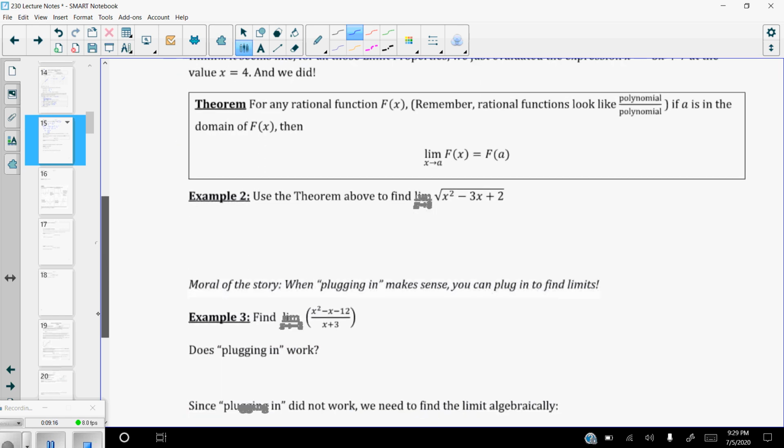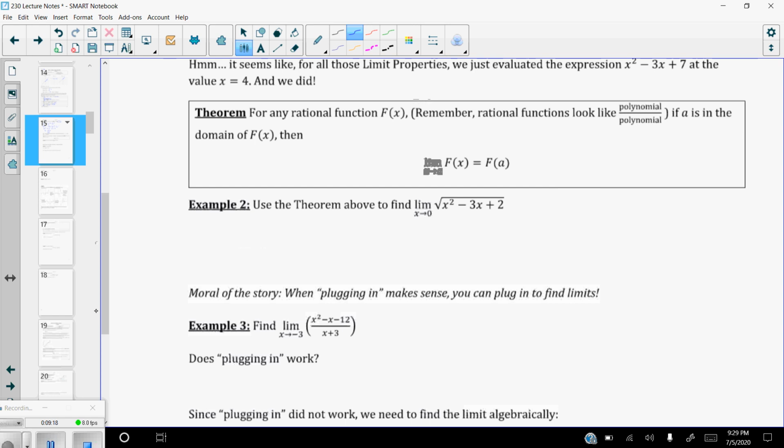Here's a theorem: if you have a rational function, which is some polynomial divided by another polynomial, and a is in the domain of that function, meaning it does not give you a 0 in the denominator, then all you have to do is plug in a for all your x's and you get a value. Simplest way of saying that is, if I plug in whatever my limit is approaching and it gives me a real number, we're done. That's the limit. You're finished.